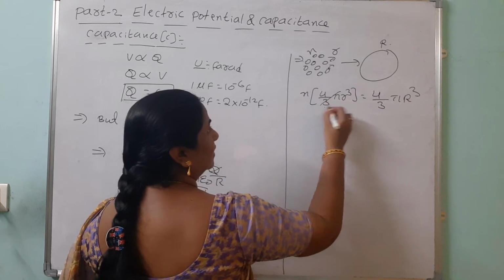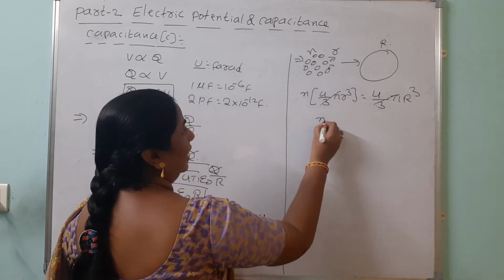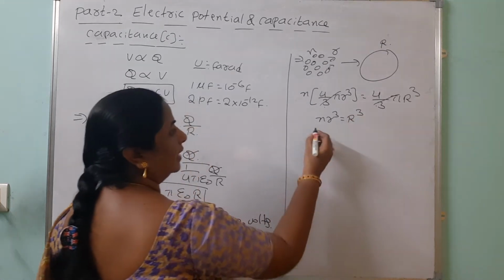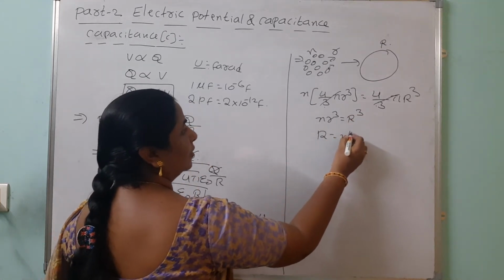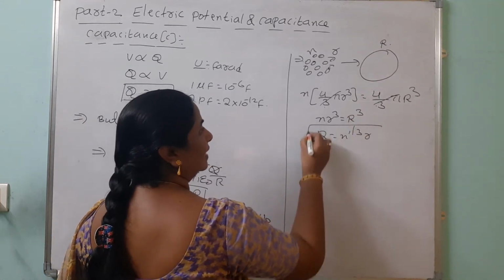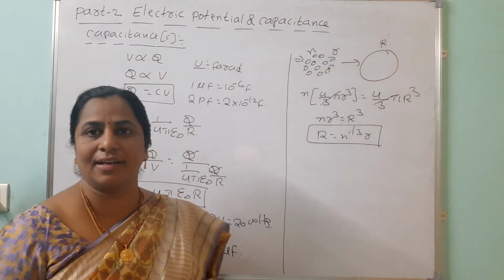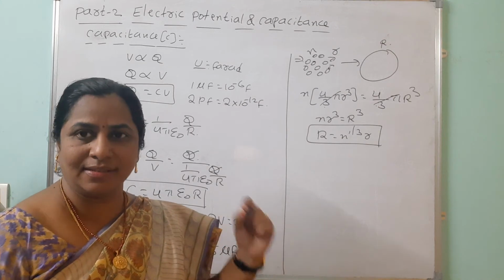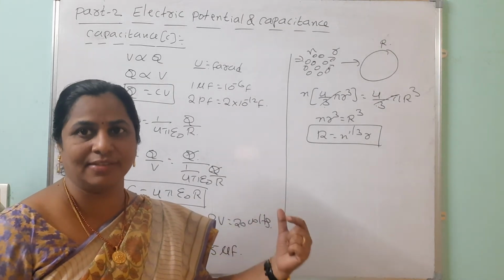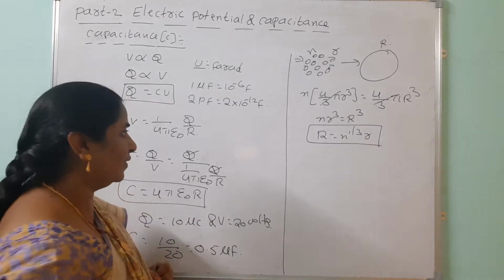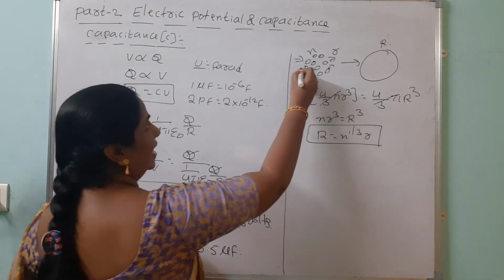After simplification, what are we getting? n r cube equals R cube. Then R equals n to the power of 1 by 3 into r. This is the relation between small drop and big drop. Why are we using this one? In the case of capacitance, in the case of charge, and in the case of potential also we are using this one. Suppose here each one's charge is how much?